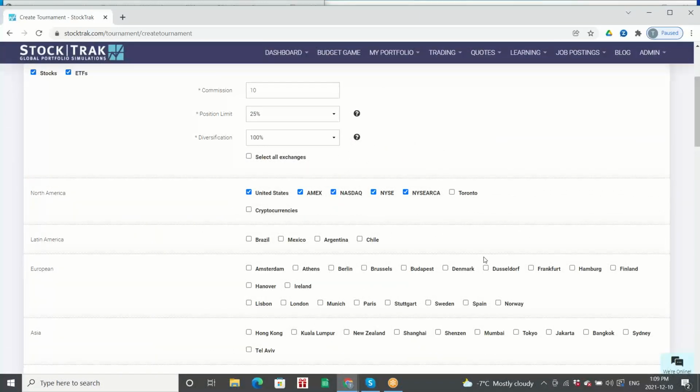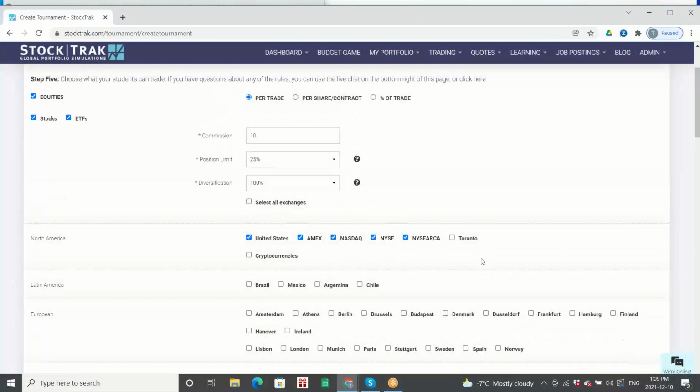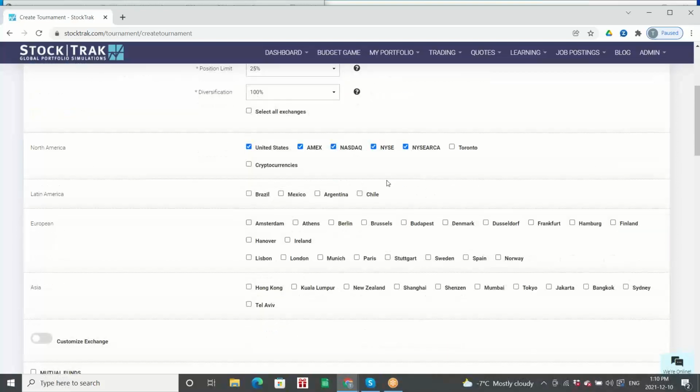I think this is the most exciting part. This is where you can select the security types that you want your participants to invest in. You set the commission and the position limit, so how much of my initial seed capital can I invest in any one single security? Then there's the diversification of the portfolio: what percentage of my portfolio is attributed to stocks and ETFs, what proportion to options, and so on. This is a great way to regulate your class. That's what those choices mean in the drop-down box.